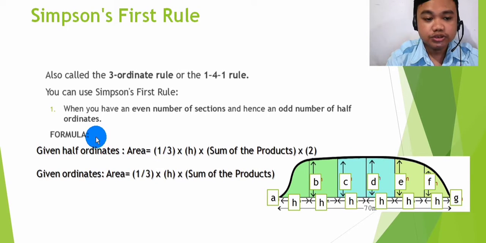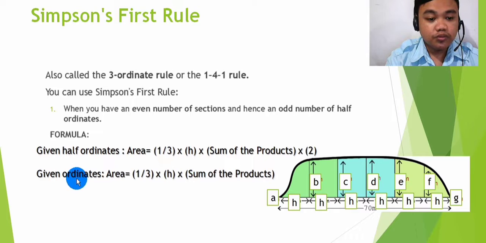So what are the formulas to be used? If we are given half ordinates like in this figure, this is only a half. So the formula to be used is area equals 1/3 times h times the sum of the products times 2. Of course, times 2 because it is only half, and if you multiply the 1/3 times h times the sum of the products by 2, that would be the equivalent of another one like this one to make it a whole.